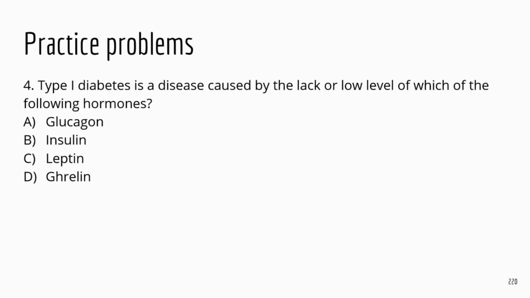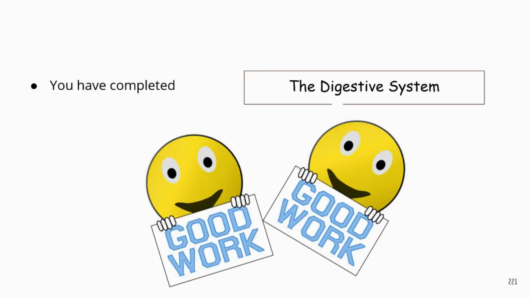Number four, type 1 diabetes is a disease caused by the lack or low level of which of the following hormones? Diabetes, that's going to be related to insulin, right?